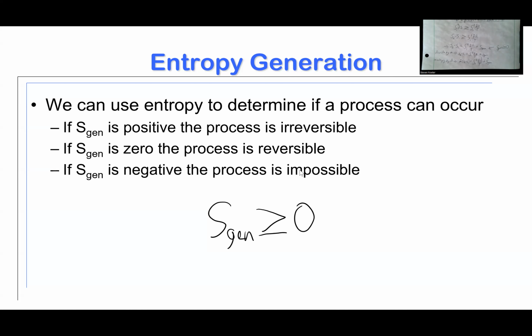Or if the problem statement tells you that the process is reversible, that means you can set S-gen equal to 0. If you find a situation where you have negative entropy generated, the opposite of entropy generation, that is the destruction of entropy.